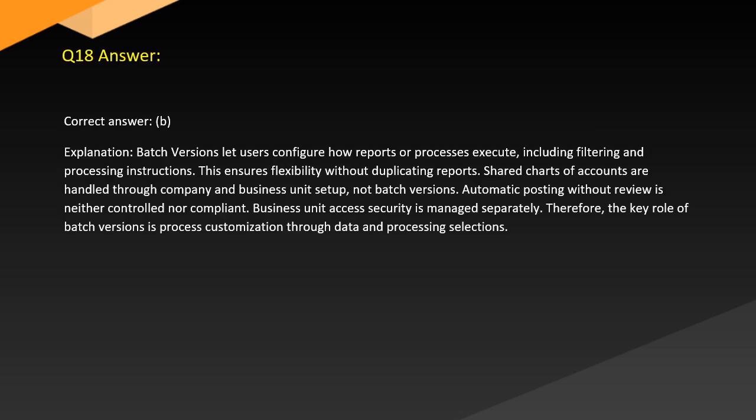Answer. Correct answer. B. Explanation. Batch versions let users configure how reports or processes execute, including filtering and processing instructions. This ensures flexibility without duplicating reports. Shared charts of accounts are handled through company and business unit setup, not batch versions. Automatic posting without review is neither controlled nor compliant. Business unit access security is managed separately. Therefore, the key role of batch versions is process customization through data and processing selections.